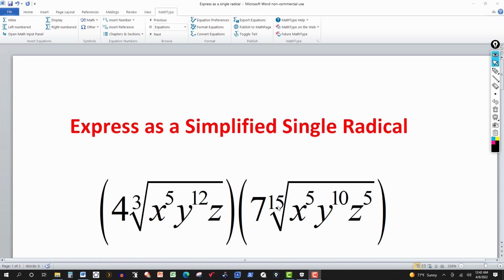But in this case, we have a 15th root. So think about it, pause the video, and see if you can solve it, and then I'll come back. Okay, let's look at this in more detail.